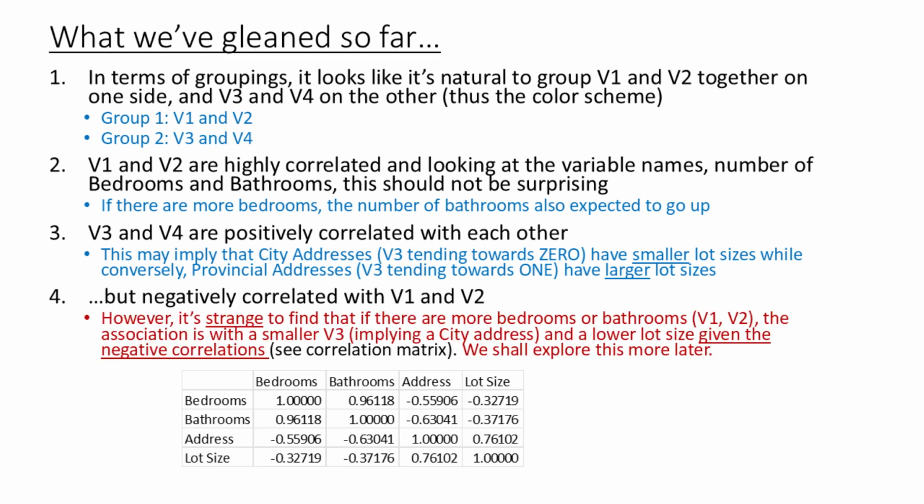V3 and V4 are negatively correlated with V1 and V2. It's strange to find that if there are more bedrooms or bathrooms, V1 or V2, the association is with a smaller V3, implying a city address, and a lower lot size, given the negative correlations. See the correlation matrix below. It's a bit strange, but we will explore this more later on.